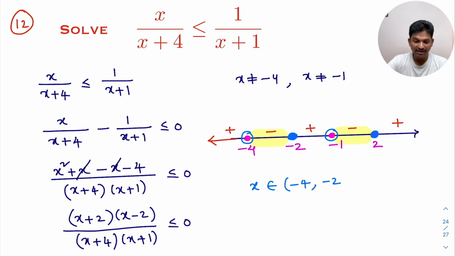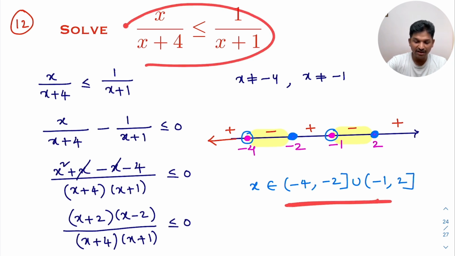That's why minus 2 is included, right? So what will you write? Closed interval, union. Next, for this part we need to write: here an open circle is there. That means open bracket minus 1 to closed 2. This is the solution of this inequality.